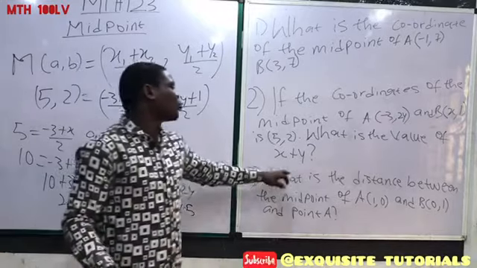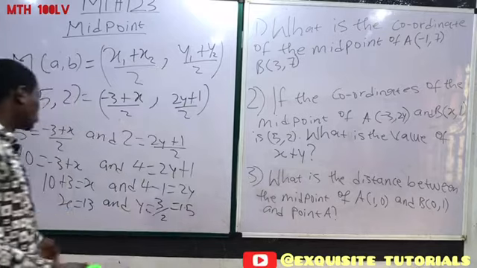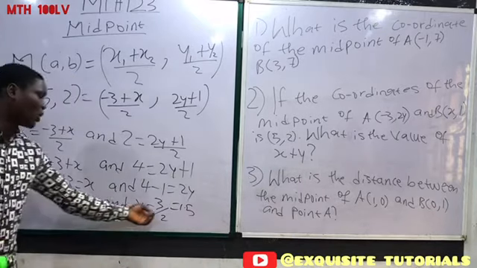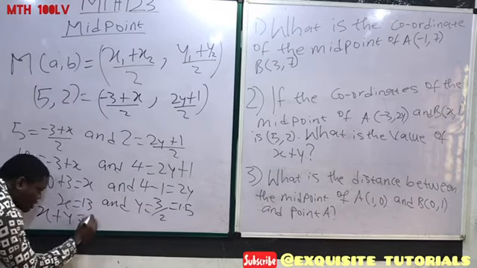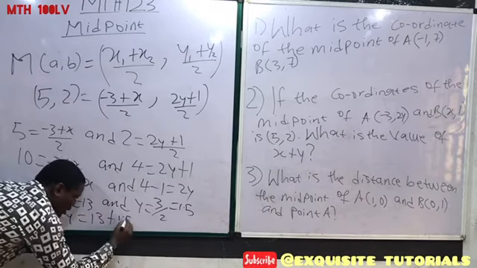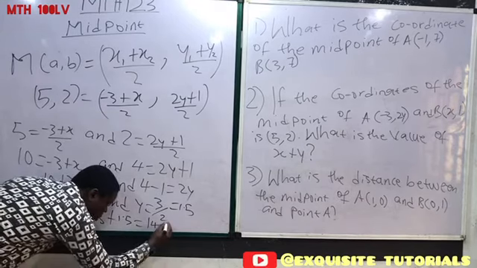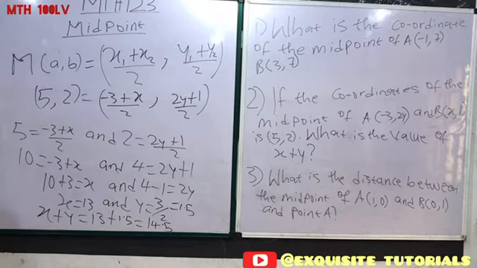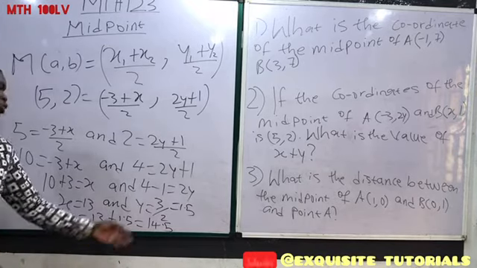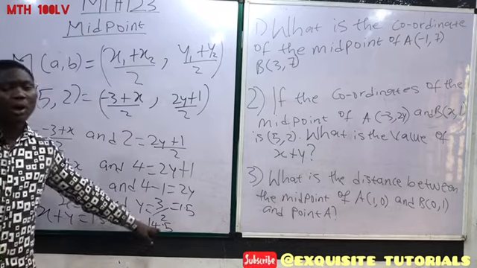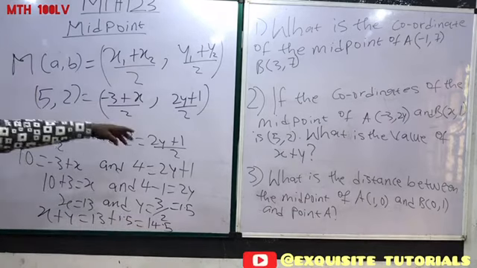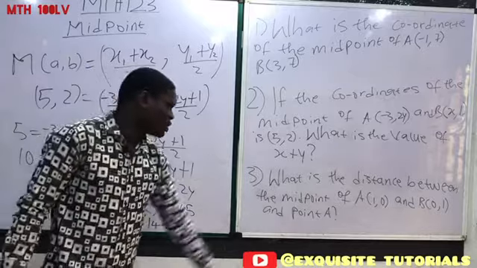The question asks for the value of x plus y. Since we know our x as 13 and our y as 1.5, our x plus y will be 13 plus 1.5, which is 14.5. If your answer is not in the options, you can convert it to an improper fraction, or you can leave it as a mixed fraction, which is 14 and 1 over 2. So that's for question 2. Let's move over to question 3.